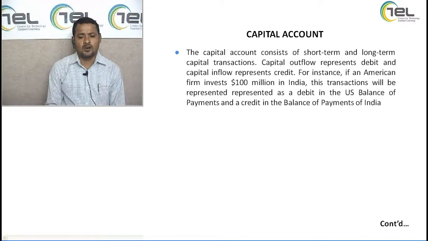Next we come to the capital account of the balance of payment. This is the second nominal heading. The capital account consists of short-term and long-term capital transactions. Capital outflow represents debit and inflow represents credit. For instance, if an American foreign institution invests $100 million in India, this transaction will be represented as a debit in the US balance of payment, but at the same time it will be noted as a credit entry in the balance of payment of India, because we are going to receive the money, but that's a long-term liability.